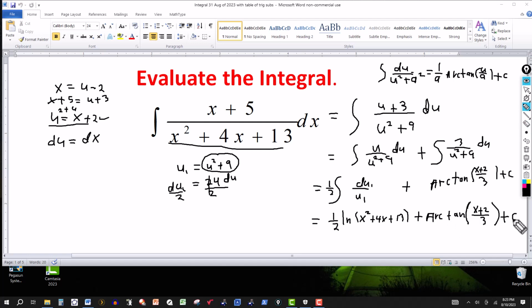1/2 natural log of x squared plus 4x plus 13 plus arctan of x plus 2 over 3 plus your constant of integration.